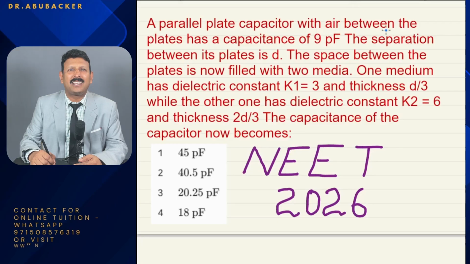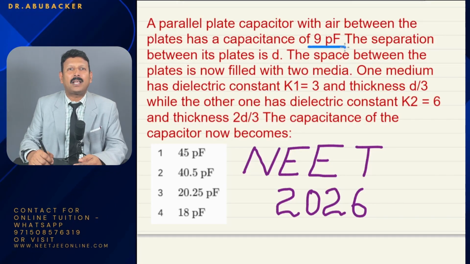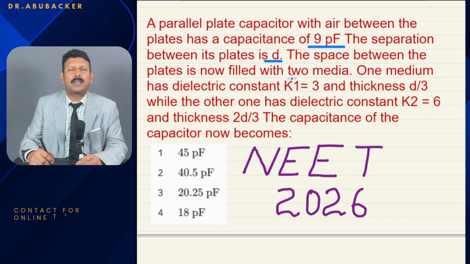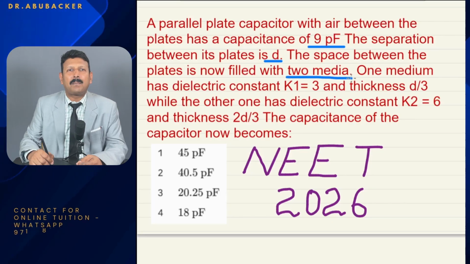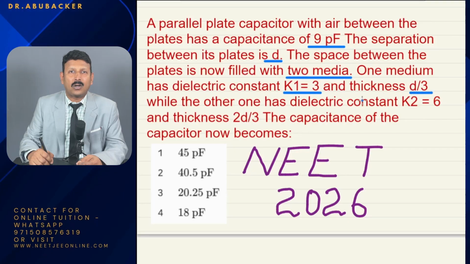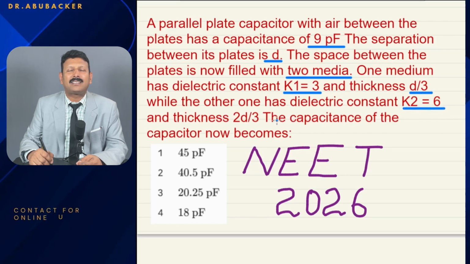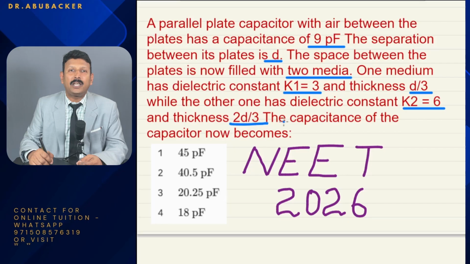Okay, the question is, a parallel plate capacitor with air between the plates has a capacitance of 9 pF. The separation between the plates is D. The space between the plates is now filled with two media. One medium has dielectric constant K1 equal to 3 and thickness D by 3, while the other one has dielectric constant K2 equal to 6 and thickness 2D by 3.